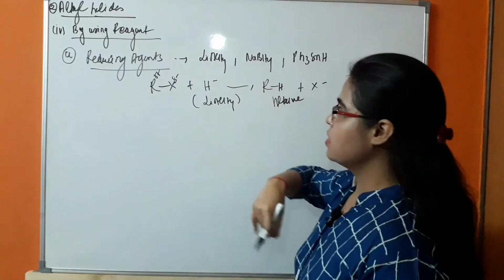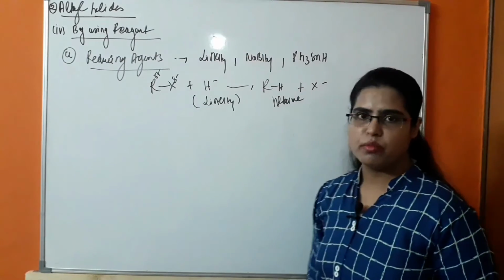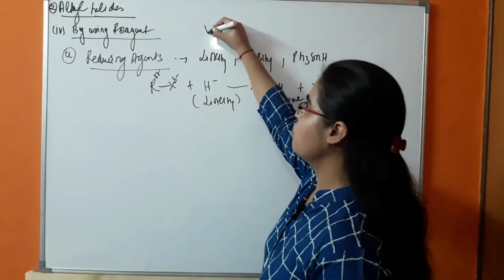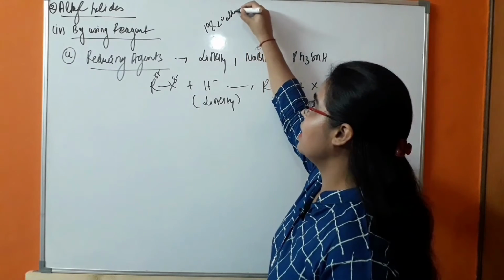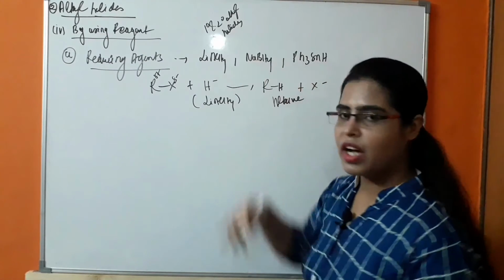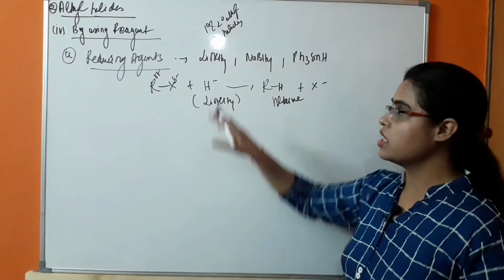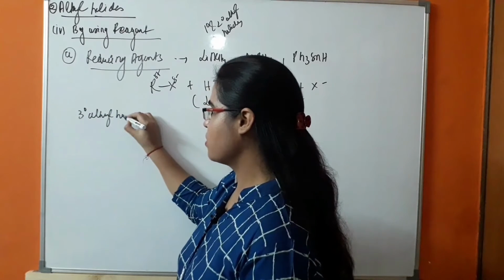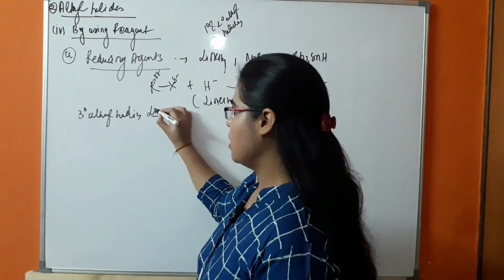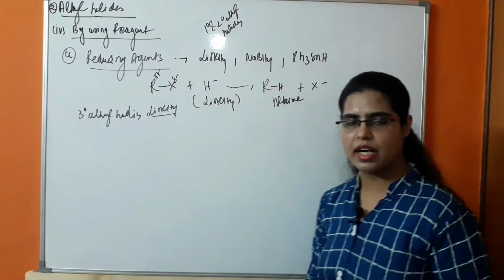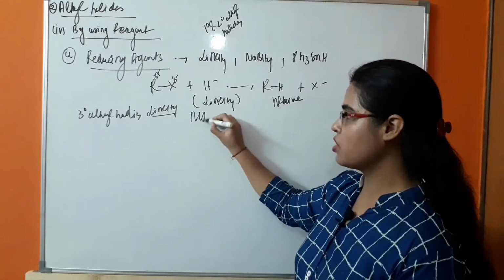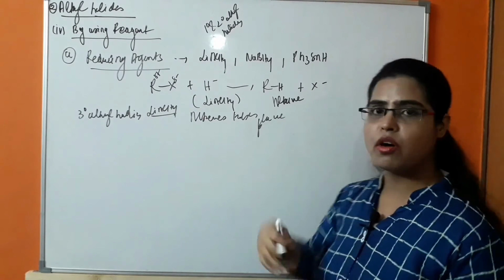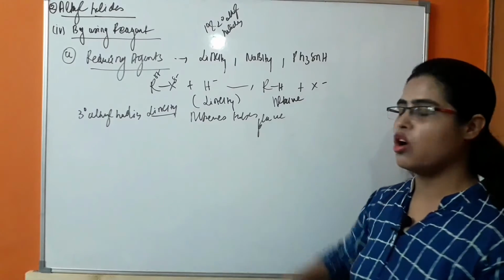Okay? So in this case, if lithium aluminium hydride is used, then this will be a suitable reducing agent for 1 degree and 2 degree alkyl halides. Why not for 3 degree? It is because in the case of 3 degree, when 3 degree alkyl halides are used in the presence of lithium aluminium hydride, then there will be formation of alkenes. Okay, it means instead of alkane formation it will form alkene.